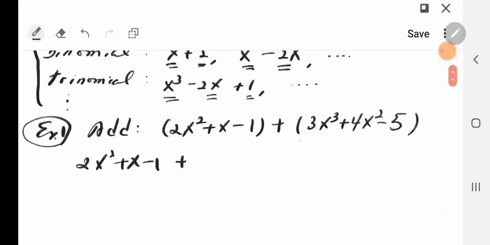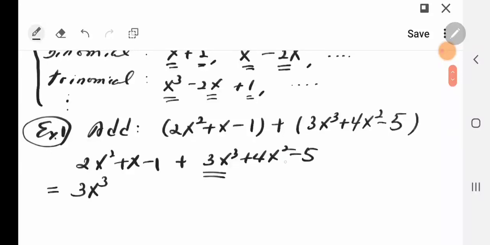And the second polynomial is a trinomial with parentheses, but we don't need these parentheses either. So just get rid of the parentheses, and then write the two trinomials. And from this, we will add the like terms. So first of all, write the term that has the largest degree. This is x cubed, the largest degree term. So write that one first. And then combine the like terms.